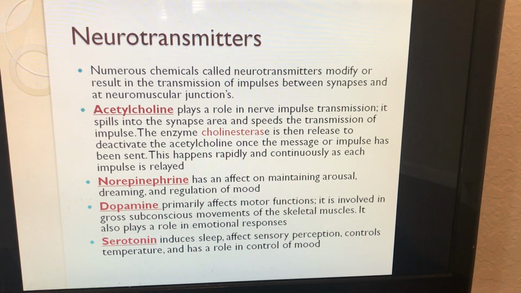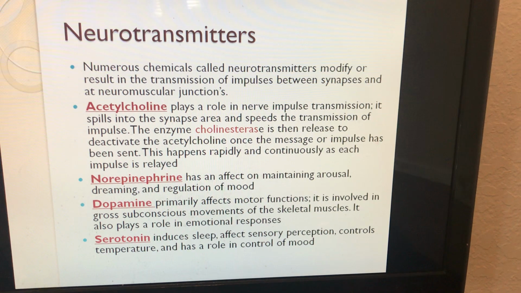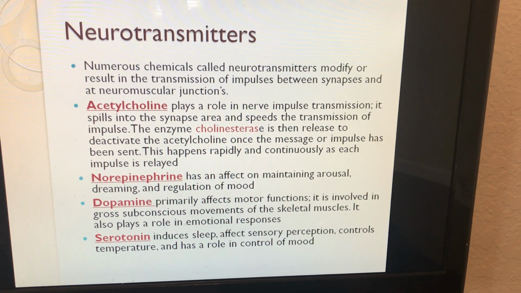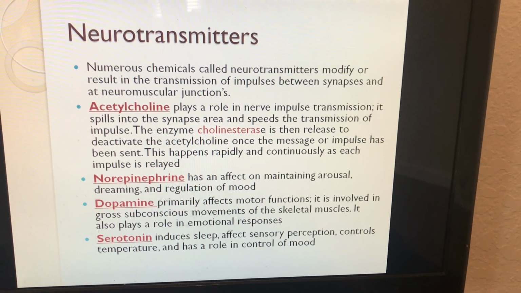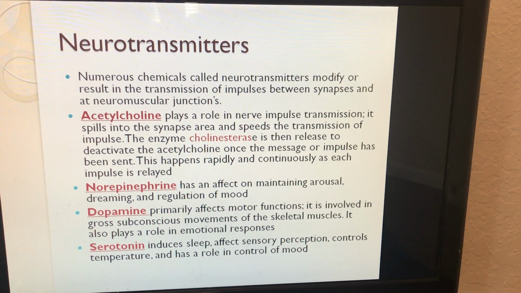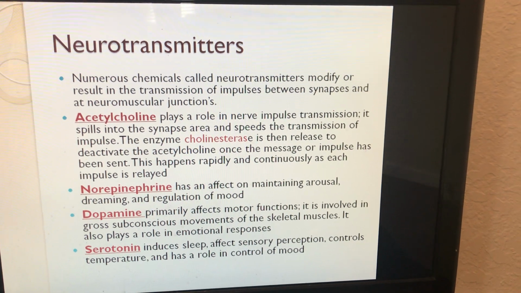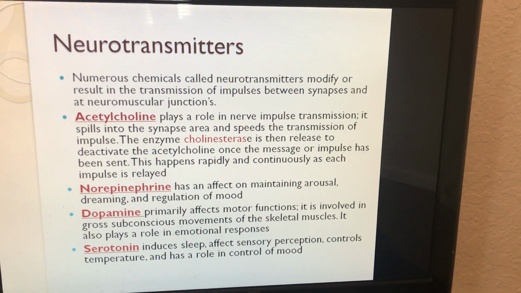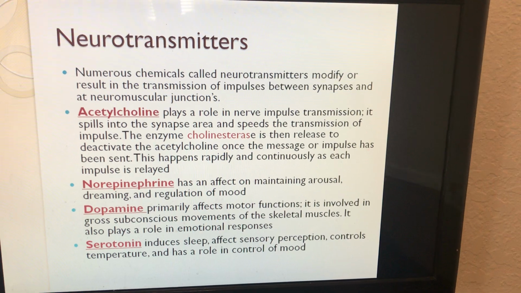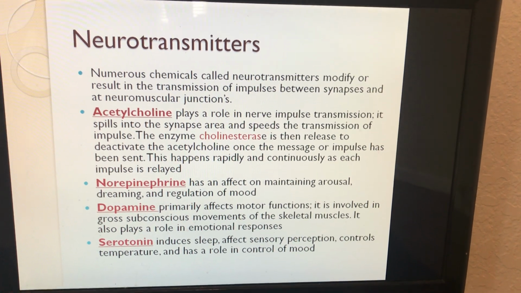So acetylcholine plays a role in nerve impulse transmission. It spills into the synapse area and speeds the transmission of impulses. It also contains the enzyme cholinesterase. This is released to deactivate the acetylcholine once the message or impulse has been sent, and this happens rapidly and continuously as each impulse is relayed.